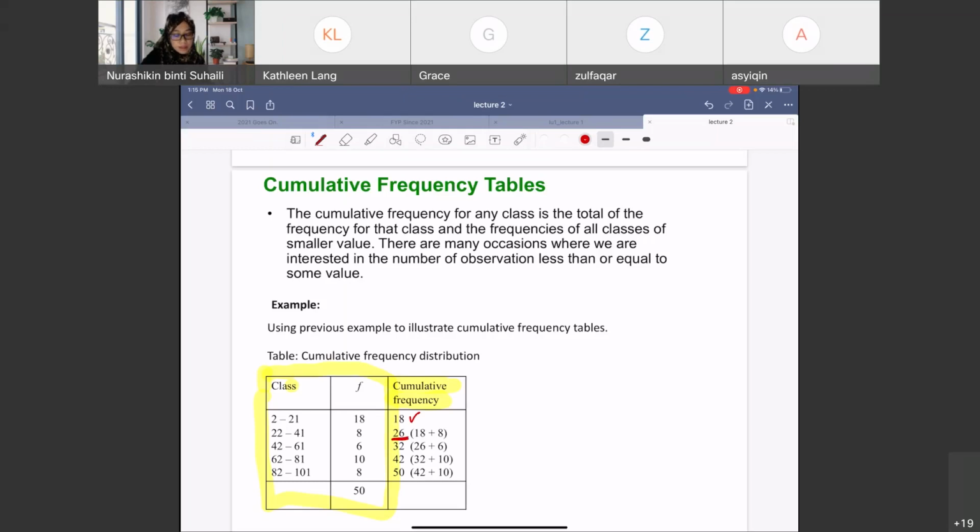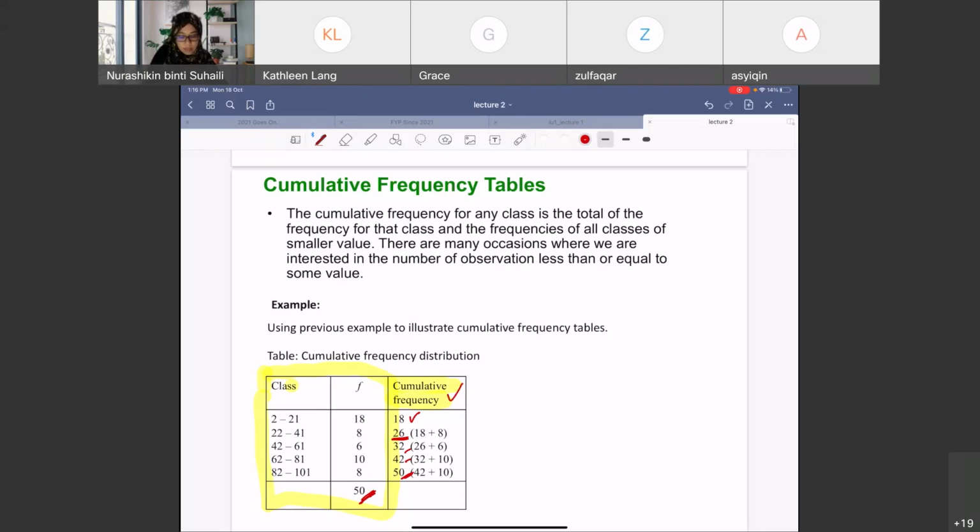The first class always starts with the same frequency because it doesn't have anything to be added with. Then from the second to the third, 26 plus 6 is 32, until you reach the end of the classes, where it should be the same as the total frequency: 50 and 50 here and 50 here. If it's not the same, there is something wrong in your calculation. You can cross-check. This is what we call cumulative frequency distribution.